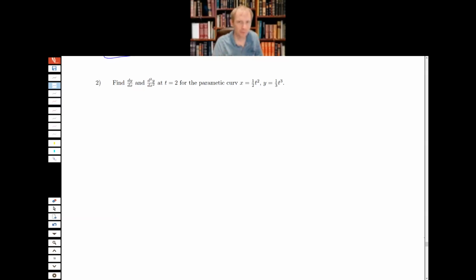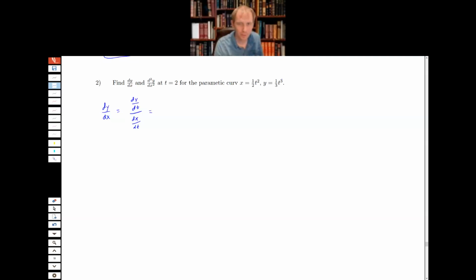All right. This next one, find both the first and the second derivative at t equals 2 for the parametric curve x equals 1/2 t squared, y equals 1/3 t cubed. Okay, so let's start with dy dx. That's dy dt over dx dt.